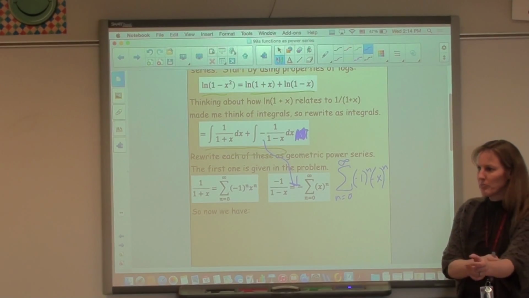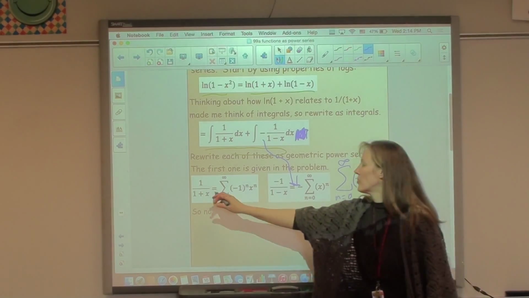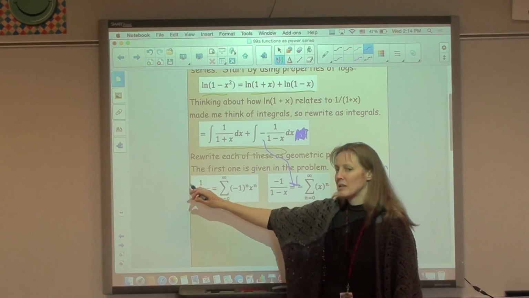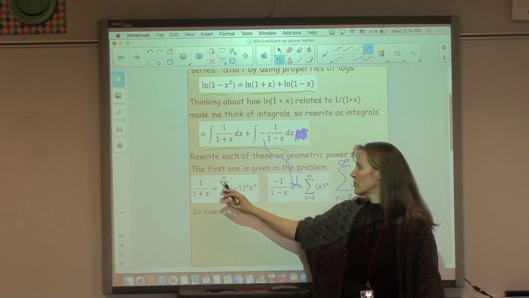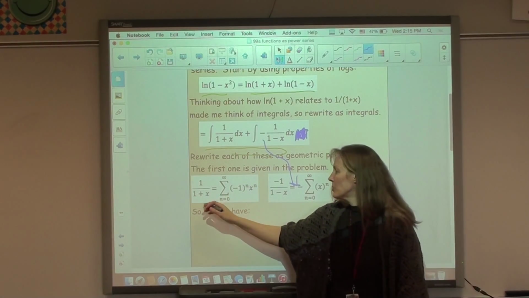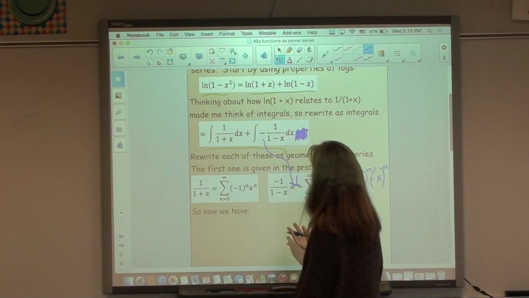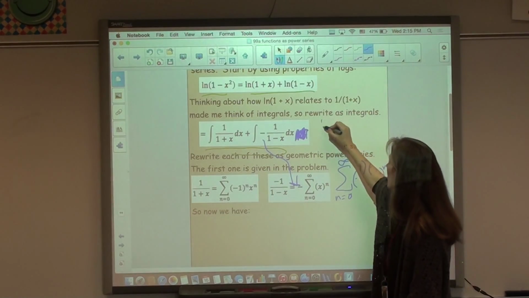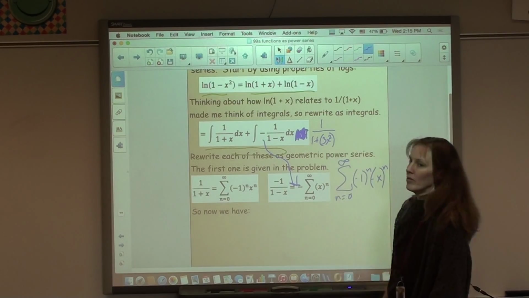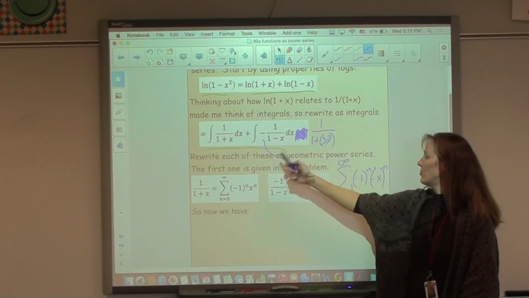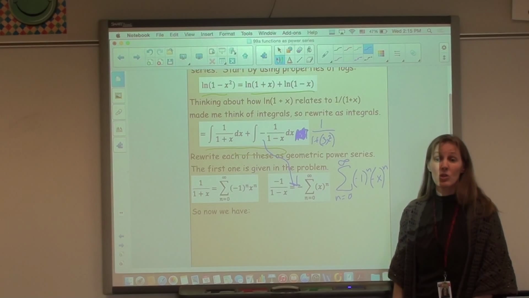You need to make sure you understand that if you have something similar to this, but it's just a little different, just modify your formula to accommodate it. Even if it's something really different, like say I have 1 over 1 plus 3x squared, right? You can go to your formula and replace the x with a 3x squared.